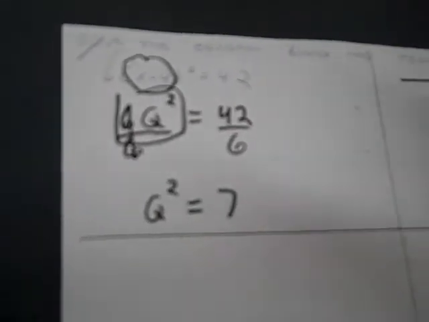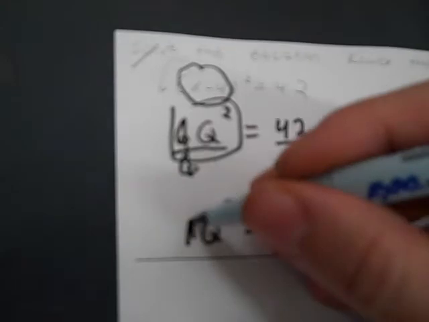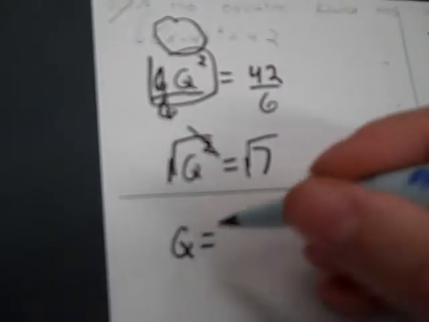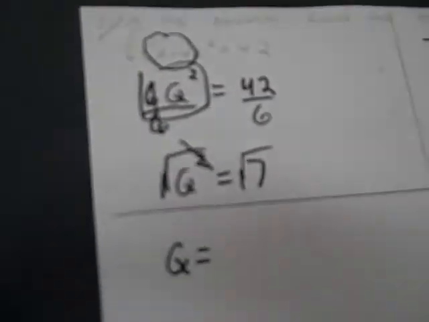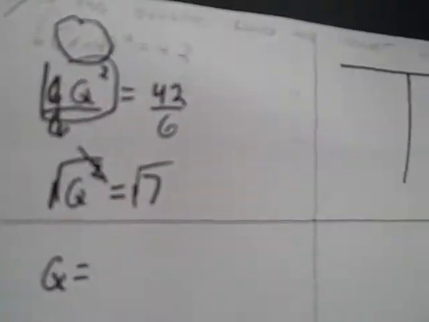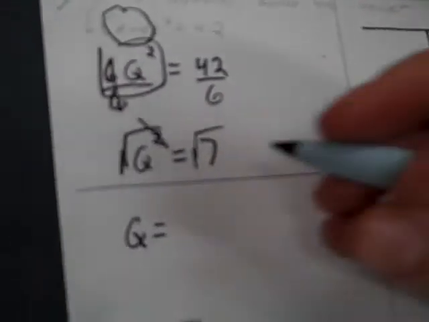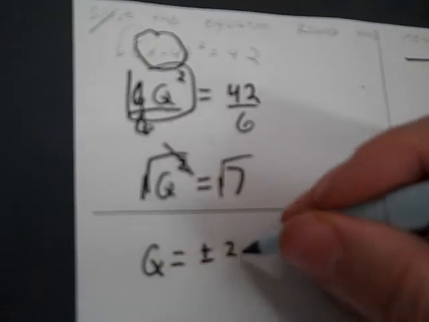Okay, and then to eliminate the second power, all we need to do is find the square root of 7, because that cancels, and I have Q. And then I will be finding the square root of 7 on my calculator. Now, remember, the square root of 7 is 2.6457, and then there's a 5 after it, but it's positive or negative.